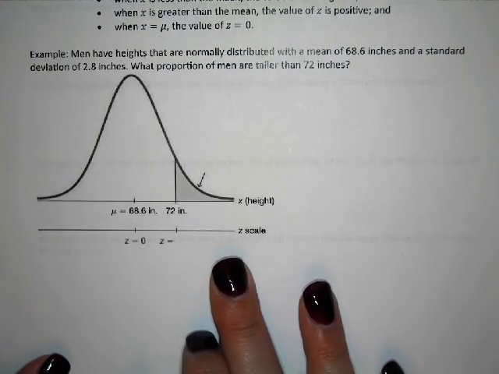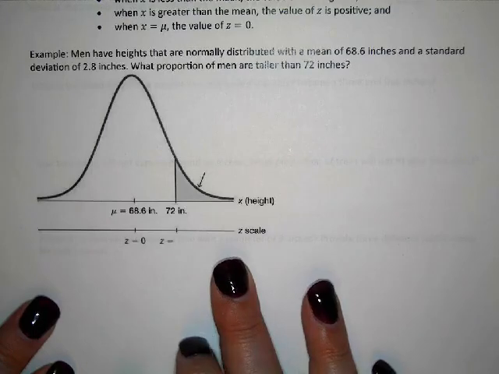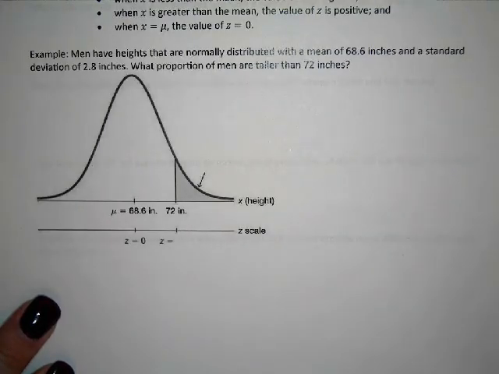All right, so here's our first example. It says men have heights that are normally distributed with a mean of 68.6 inches and a standard deviation of 2.8 inches. What proportion of men are taller than 72 inches? And when it says what proportion of men, they're saying essentially a synonym of what's the probability that a man randomly chosen would be taller than 72 inches. It's just another way of phrasing it.